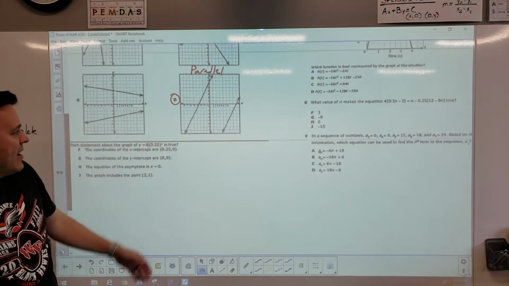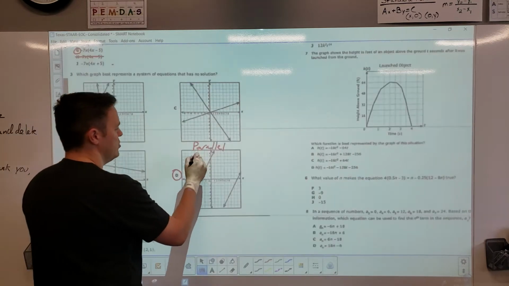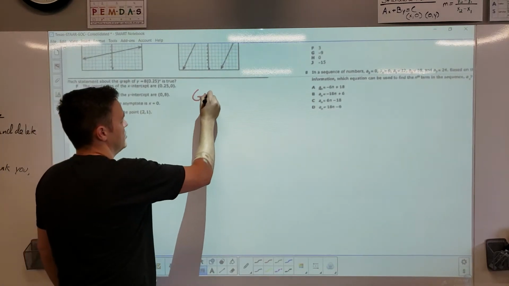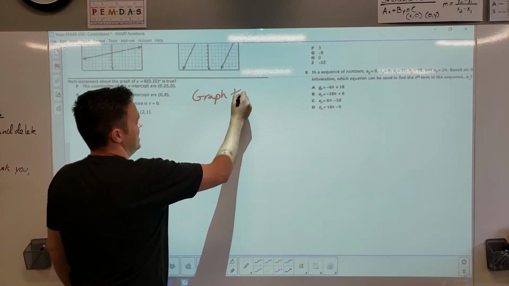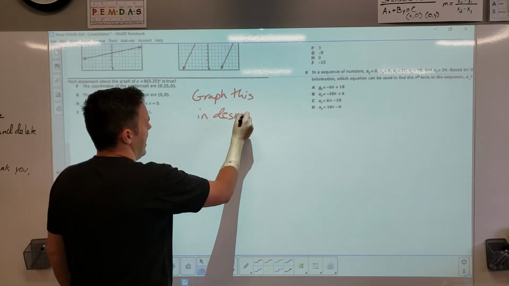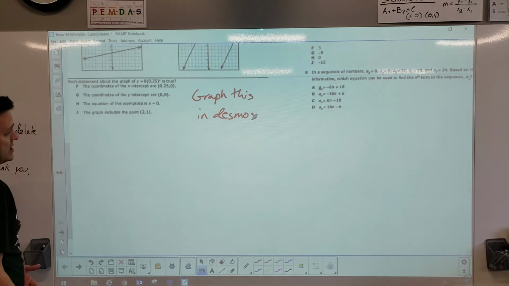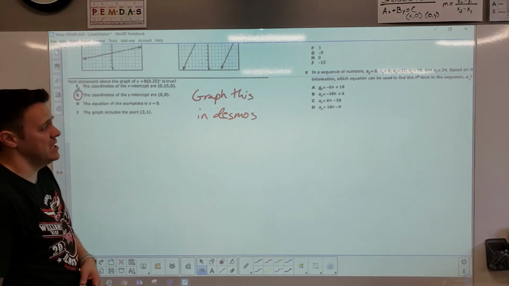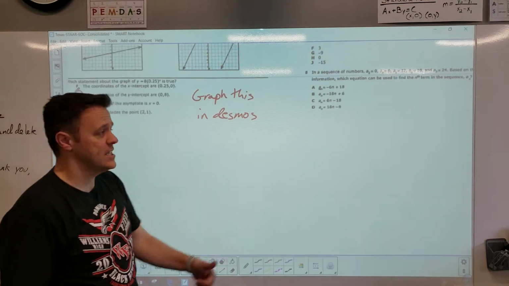Which statement about the graph is true? Well, ladies and gentlemen, you need to graph this. So what you would want to do is graph this in Desmos and then read the graph, okay? When you read the graph, the answer is going to be G. The reason for that is graph it in Desmos and find out.